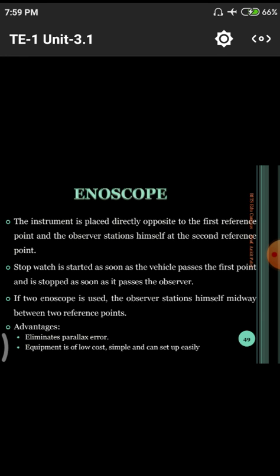By using this enoscope, the equipment is low cost and simply can be set at a particular point. That means the cost of the equipment is very low. Why? Because we are simply using mirrors, which are of normal cost and simple to adjust at a particular position. In surveying itself we have tripod stands and others that need adjustment, which is a time-wasting process. By using this enoscope, it is not very hard to adjust at a particular point. It is as simple as possible.